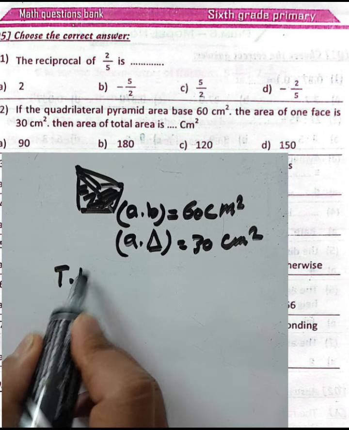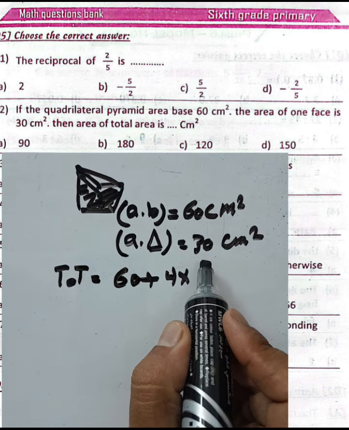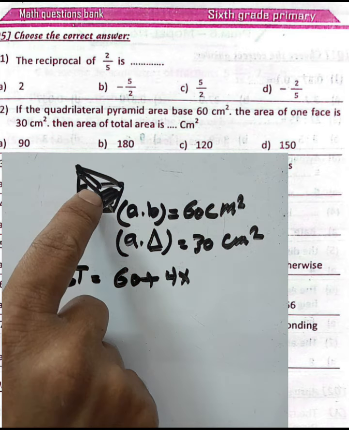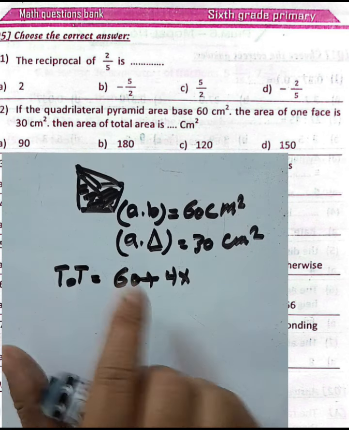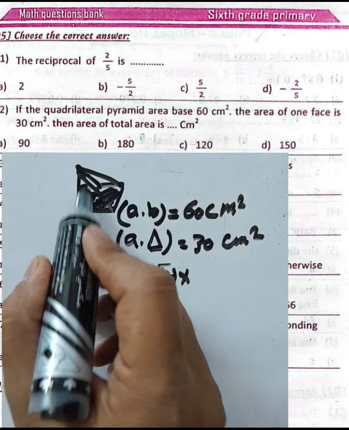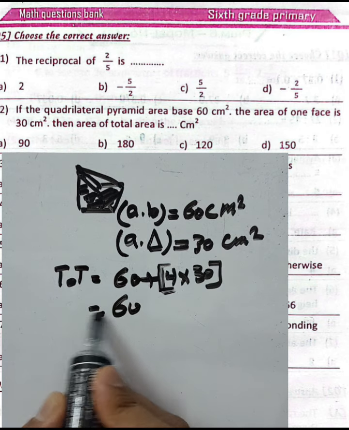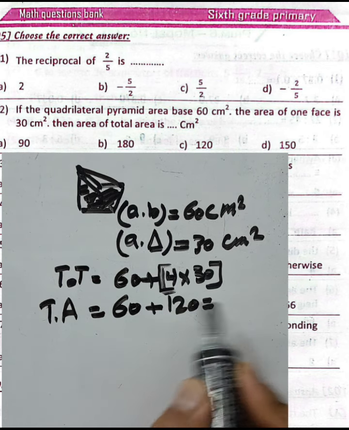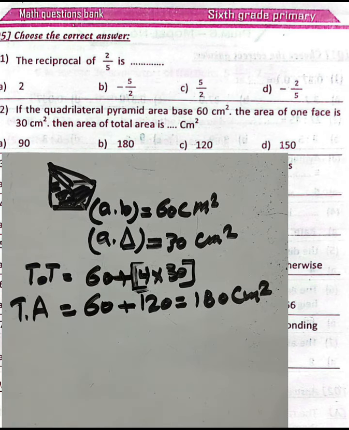Then the total area will be the area of the base plus 4 times the area of one face, because we have 4 triangles. We have 4 triangles equal in area, they are congruent. The area of each one of these triangles was 30. Then the total area will be 60 plus 4 times 30, it will be 120 plus 60, 180 square centimeters. Okay, that is the total area.